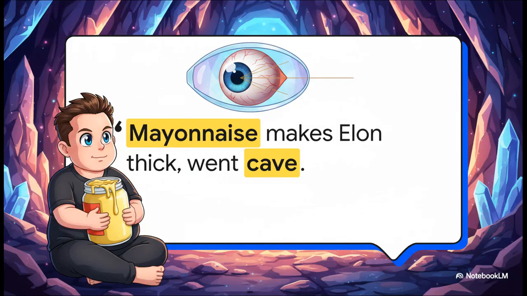Now, if you ever find yourself getting tangled up trying to remember the specifics of myopia, just use this totally quirky mnemonic from the source text. Mayonnaise makes Elon thick, went cave.